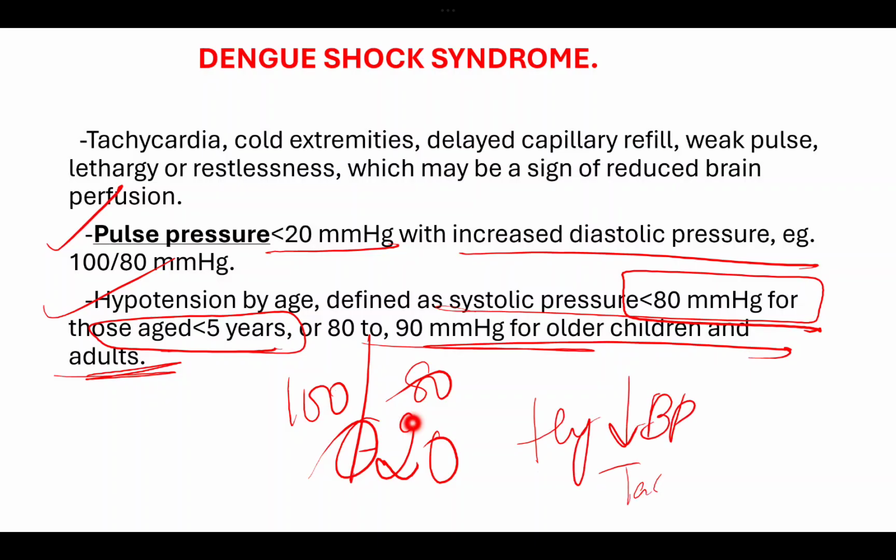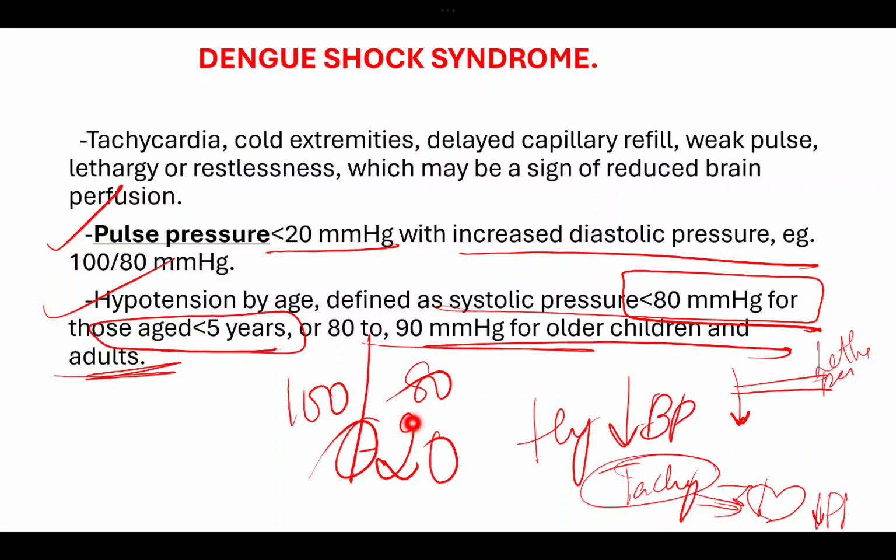You can see hypotension, that is reduced BP, will be there. Then compensatory tachycardia can occur, or later on, once the blood supply completely reduces, there will be a decrease in the pulse, and also a decrease in the perfusion. Brain perfusion reduces, and the patient can present with lethargy, restlessness, and a weak pulse.